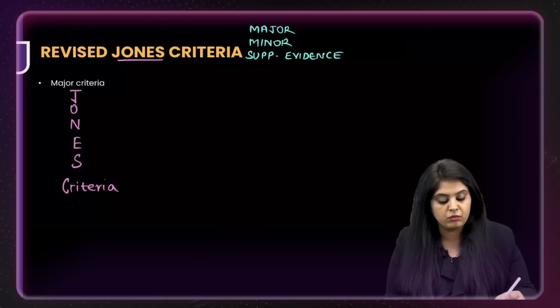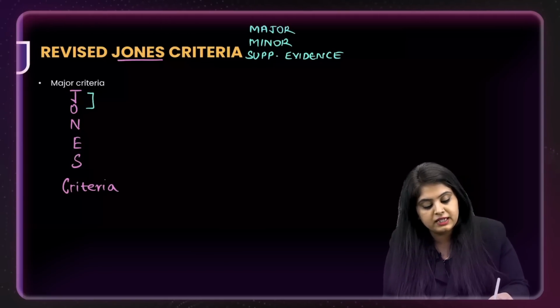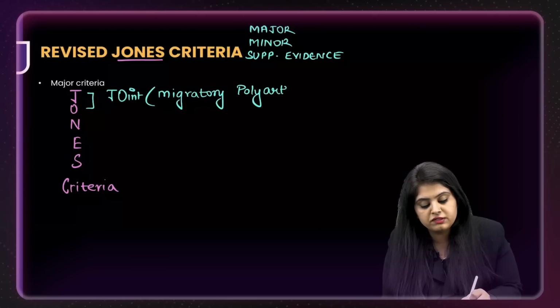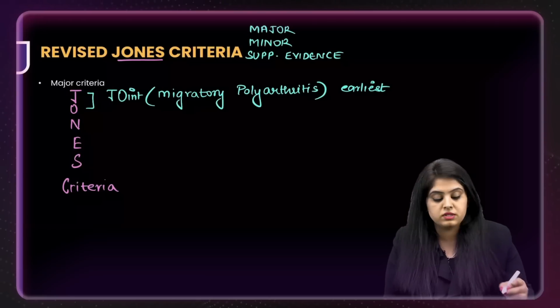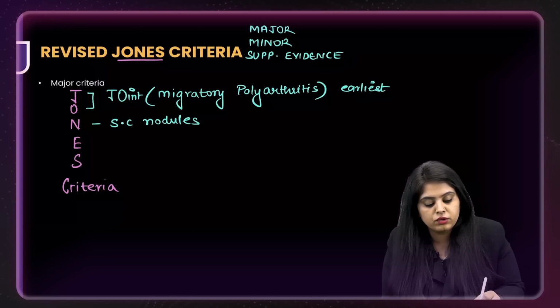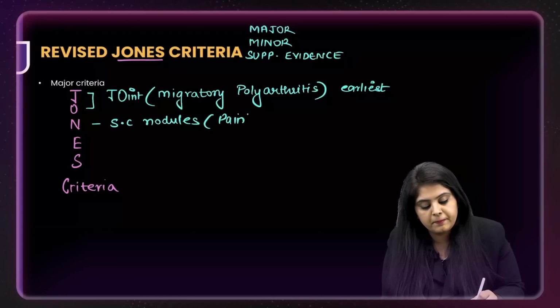Jones criteria is the mnemonic, out of which JO tells me that there is joint involvement. When I say joint involvement, it means there is migratory polyarthritis, and this is one of the early manifestations that we see. Migratory polyarthritis is going to be one of the earliest manifestations that we note. Next, N for nodules. There are subcutaneous nodules, and these subcutaneous nodules are usually painless.